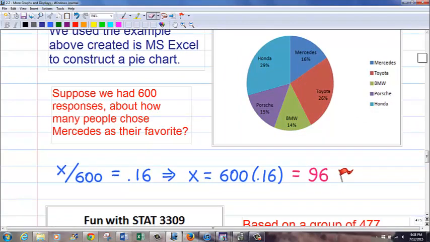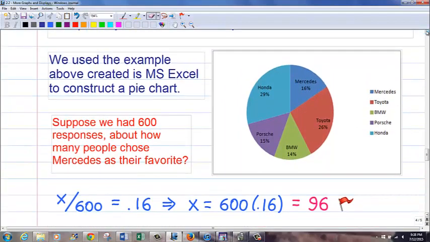And now suppose we did not have that other data up there and you were only given this pie chart with these percentages. And then it says, suppose we had 600 responses. How many people chose Mercedes as their favorite? So what you're trying to figure out is some value X out of 600, a relative frequency basically, would equal 0.16, which is 16%. Long story short, you don't have to even write that equation. All you have to do is multiply your grand total, in this case 600, by whatever the percentage is as a decimal. So 600 times 0.16 for Mercedes gives us 96. Had they asked Toyota, you would have done 600 times 0.26. So you just make sure you multiply by whichever one of those it's asking in the question. So long as you do that, this should be very easy.